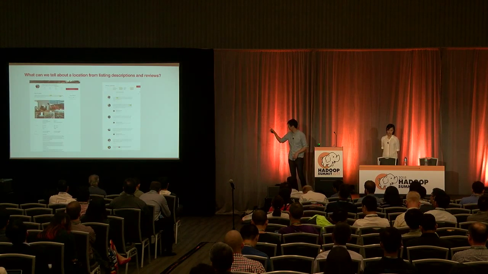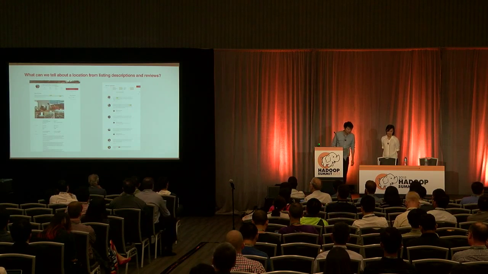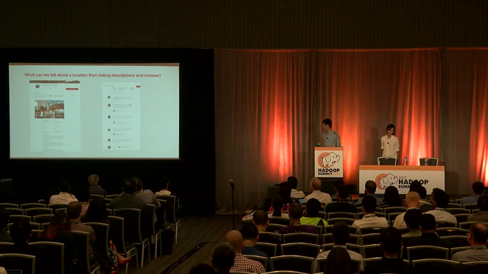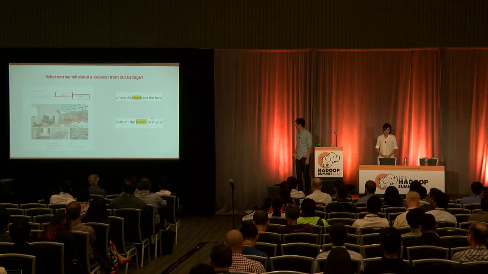Cool, so you can actually tell a lot about a location from listing descriptions and reviews. You can't see this, but this listing is called Charming Flat Near the Seaside. And next, if we look a little more closely, you can actually tell a lot about the location.